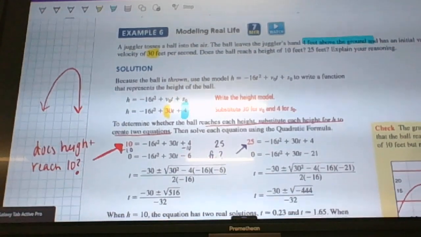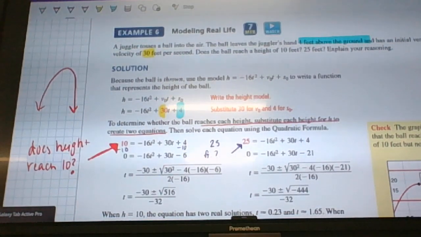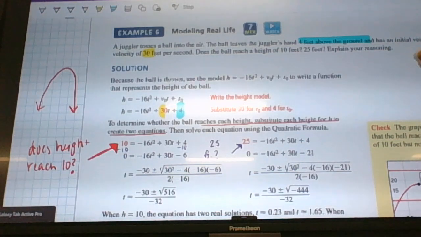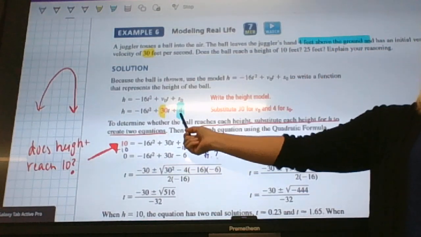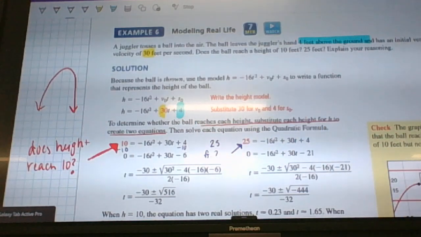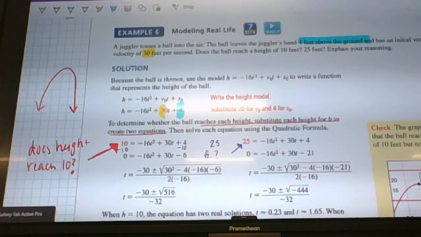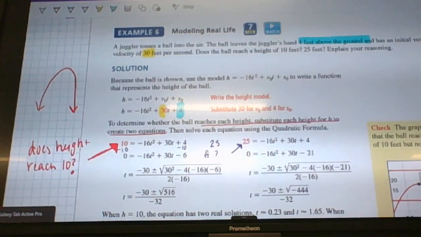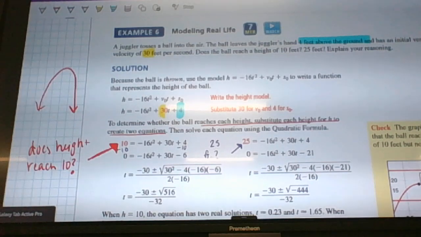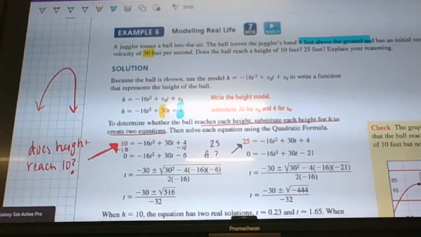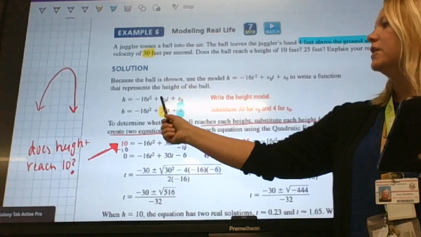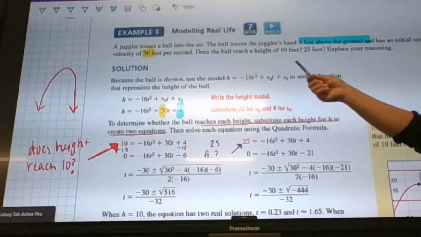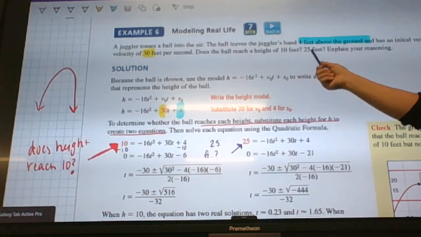This is about a juggler. A juggler tosses the ball in the air. The ball leaves the juggler's hand 4 feet above the ground. So here's where the 4 comes in at the S sub 0. It has an initial vertical velocity of 30 feet per second. That's it going straight up. So you put a 30 in the V sub 0 part. Does the ball ever reach 10 feet? Does it ever reach 25 feet?